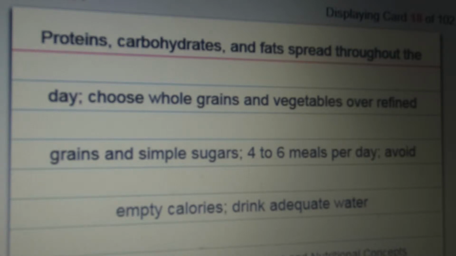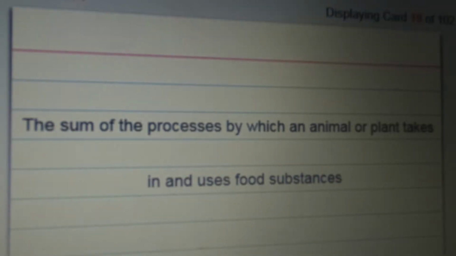Proteins, carbohydrates, and fats spread throughout the day. Choose whole grains and vegetables over refined grains and simple sugars. 4 to 6 meals per day. Avoid empty calories. Drink water adequately. The sum of the processes by which an animal or plant takes in and uses food substances.